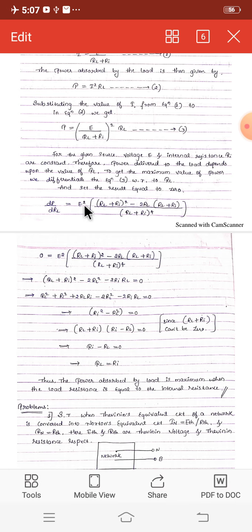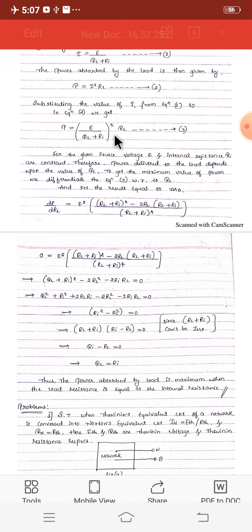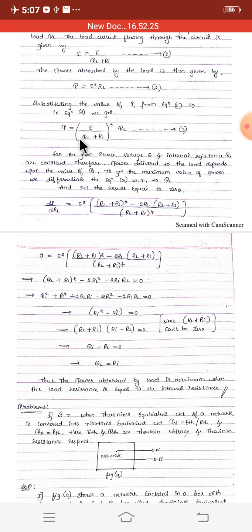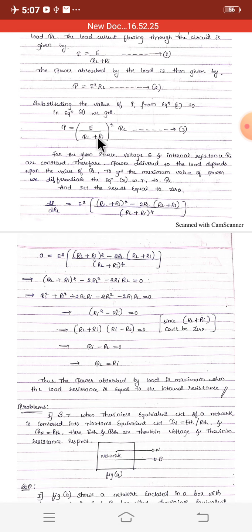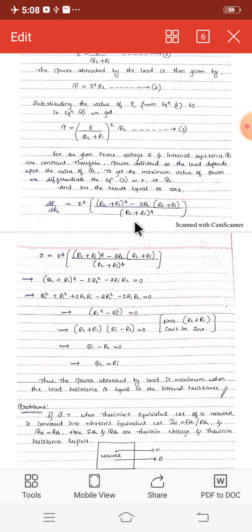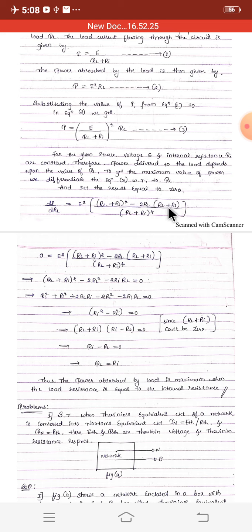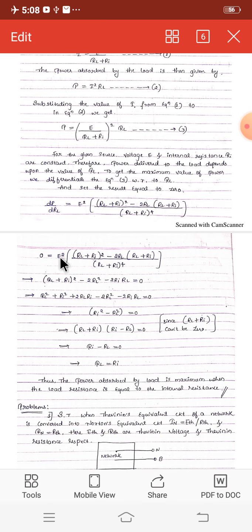Take outside the bracket. Next, (RL + Ri)². RL plus Ri square is there, no? So for (RL + Ri)², the differentiation is what? 2(RL + Ri), with RL plus Ri as it is. Next, (RL + Ri)², square means raised to 4. Next, consider this equals to 0.